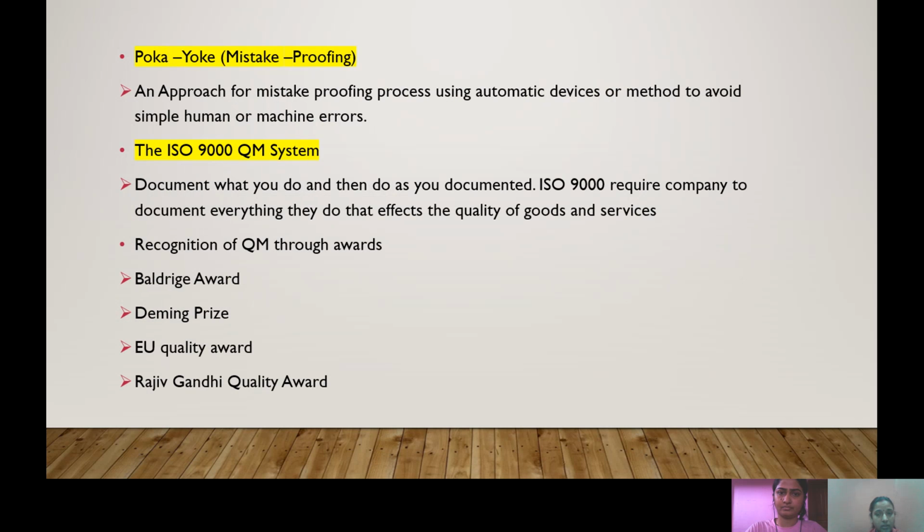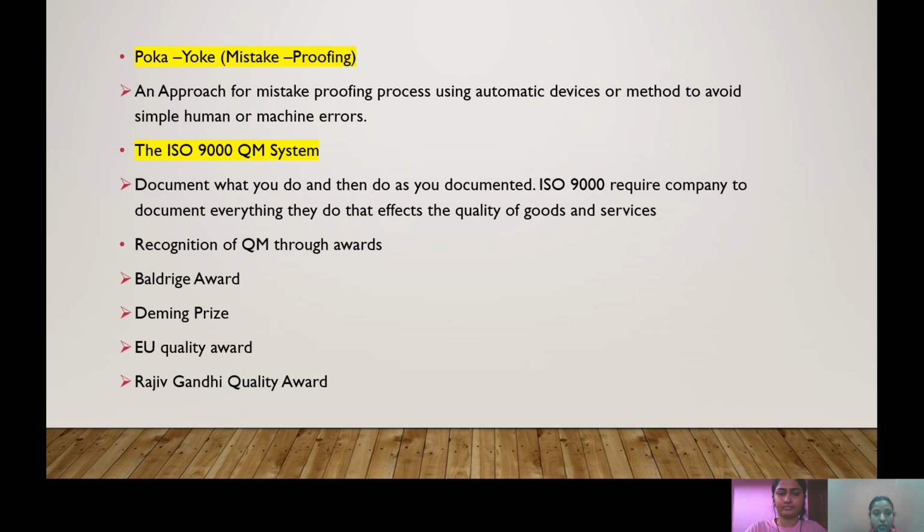Then there was one thing about Poka-yoke, mistake proofing. This is an approach for mistake proofing a process using automatic devices or methods to avoid simple human or machine errors. So it says to apply some process where most of the time the issues come up, so we can avoid that. Sometimes we forget to apply something, or maybe there is a machine error, or maybe due to less knowledge, competency issues, the problem occurs in the product. So I identify where the problems come from and put some process there, so we can find out the issue automatically.